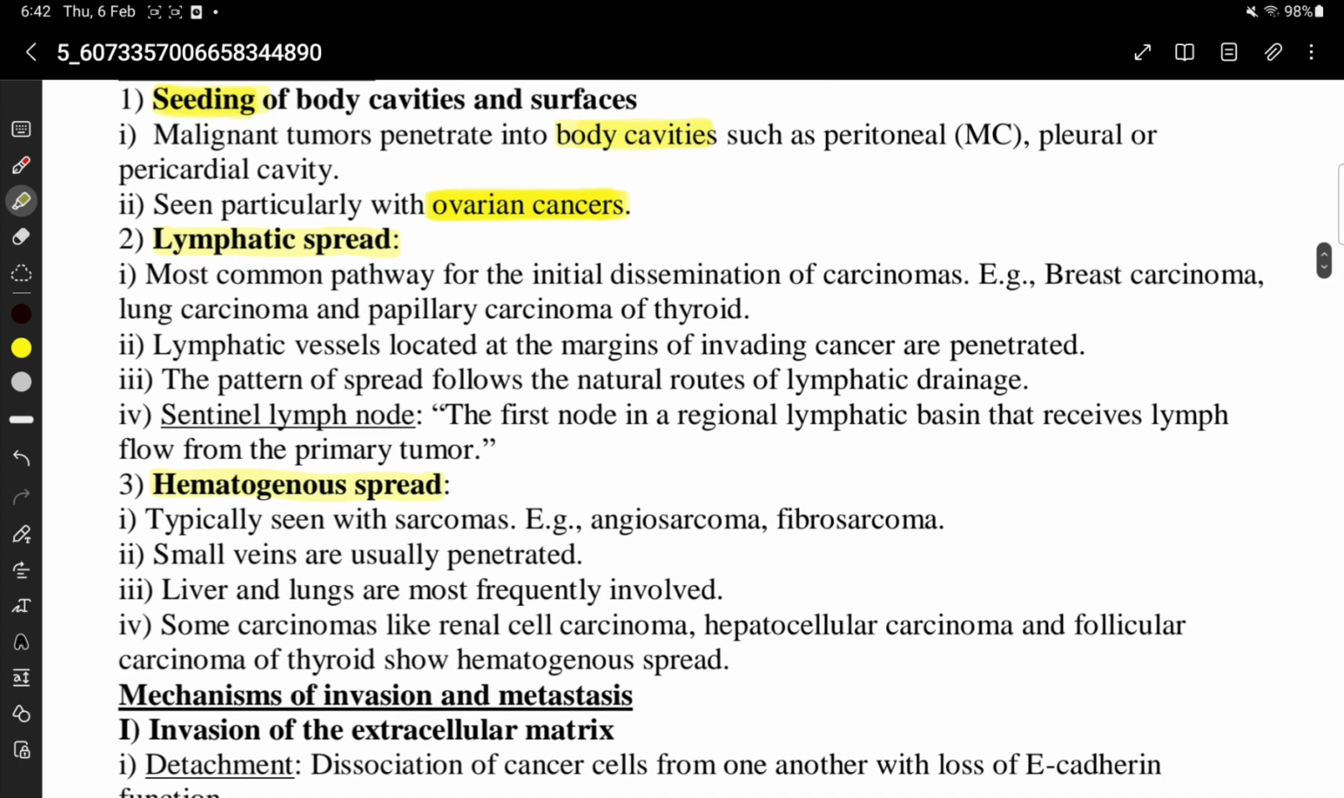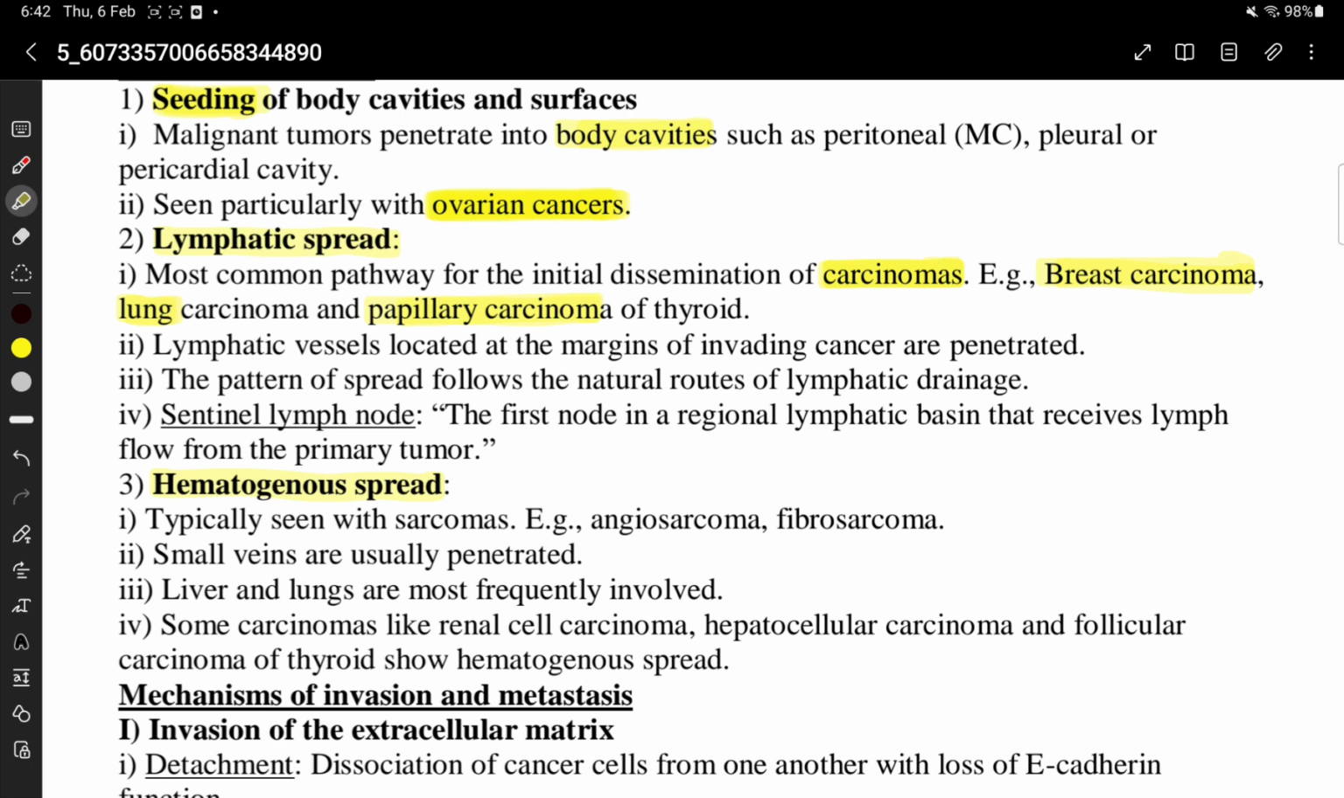Lymphatic spread is the most common pathway for the initial dissemination of carcinomas. Example: breast carcinoma, lung carcinoma, and papillary carcinoma of the thyroid.